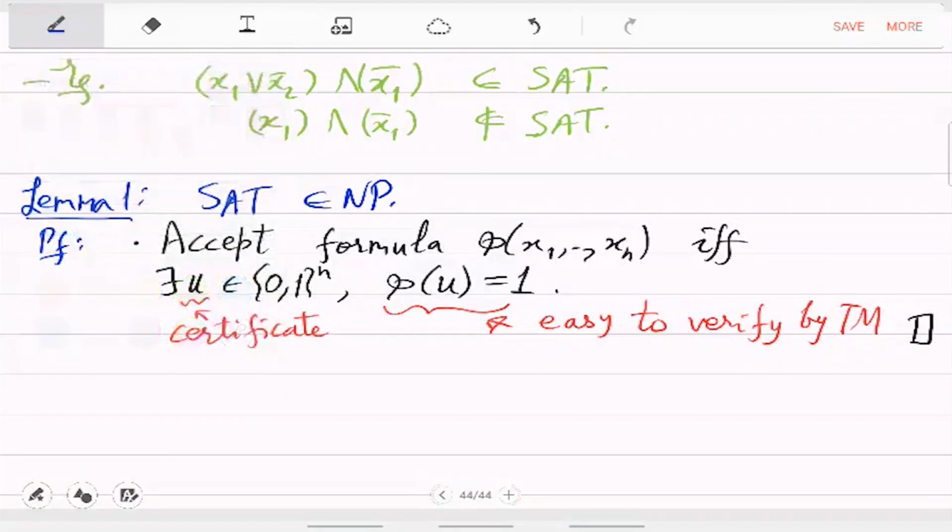So now comes the hardness part, right? This is saying that SAT has a verifier and hence it also has an NDTM. But we'll now prove something much stronger. We'll show that every problem in NP can be reduced to SAT.